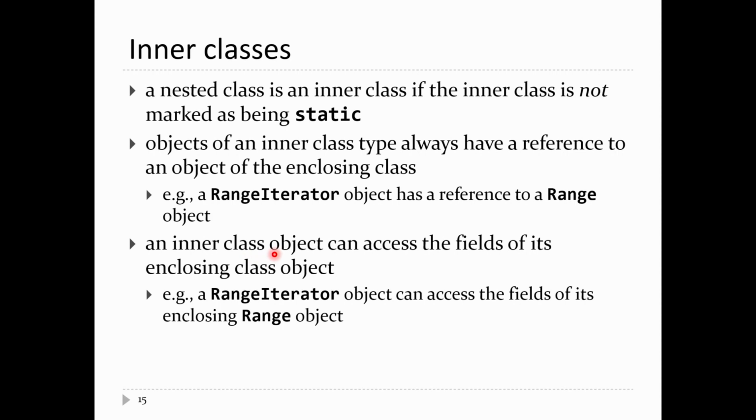The inner class object is able to access the fields of the enclosing class object. All that means is that our range iterator has access to the fields of the range object that it's iterating over, which makes sense. If you have a range iterator that's iterating over the range 0 to 5, it needs to know that the minimum value of the range is 0, and it needs to know that the maximum value is 5. So in Java, the iterator object has access to the fields of the enclosing range.